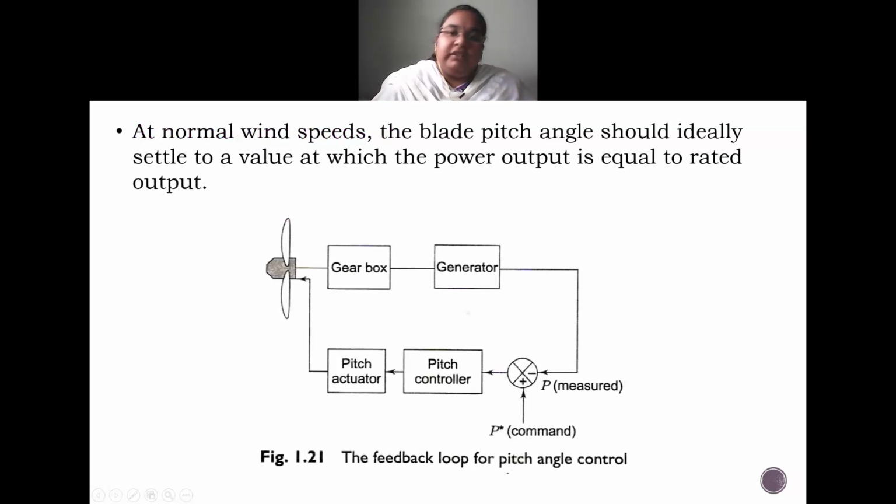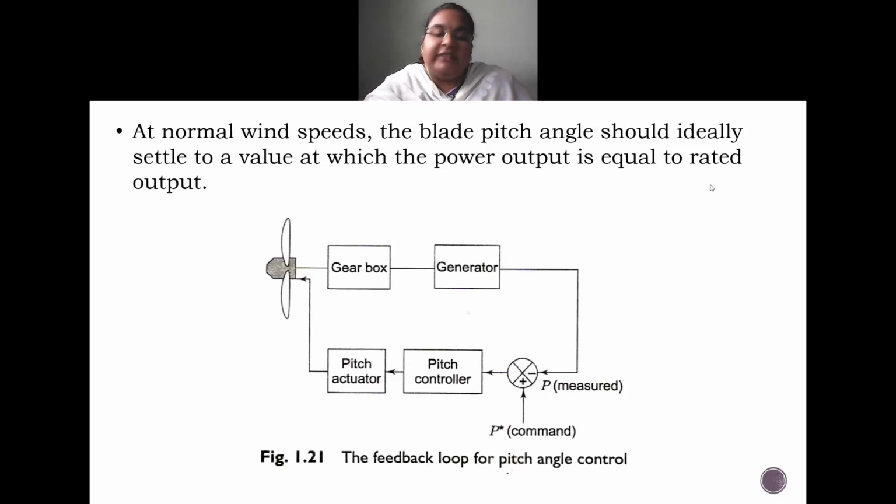Now, at normal wind speeds, the blade pitch angle should ideally settle to a value at which the power output is equal to the rated output. If there are no abnormal conditions, if the conditions are normal, what should the blade pitch angle be? The blade pitch angle should be such that the power output is equal to the rated power output.